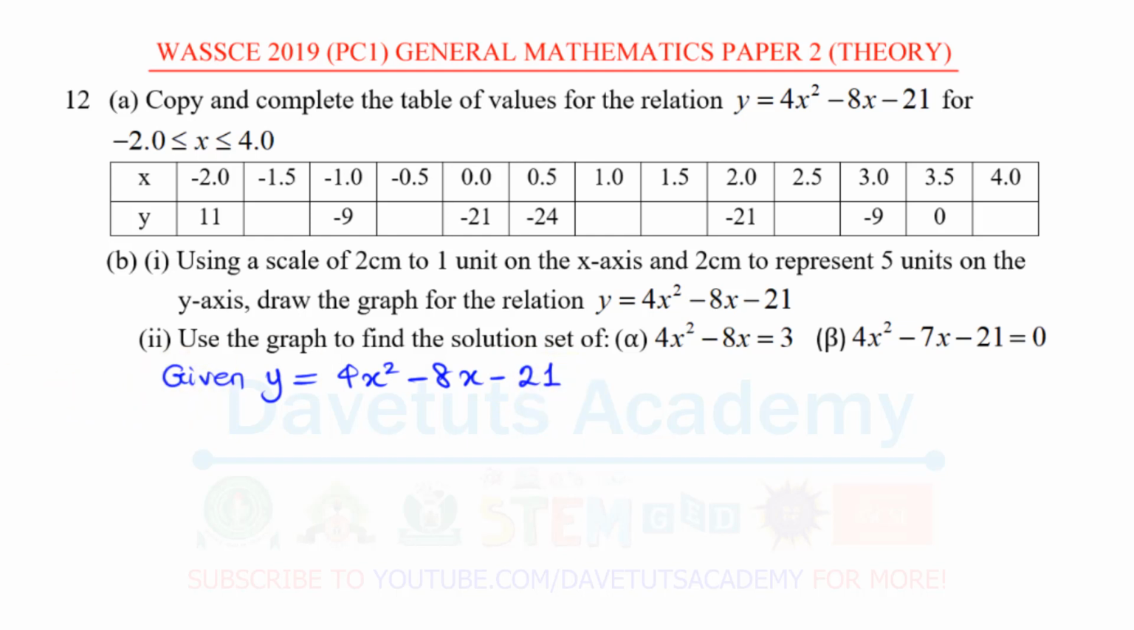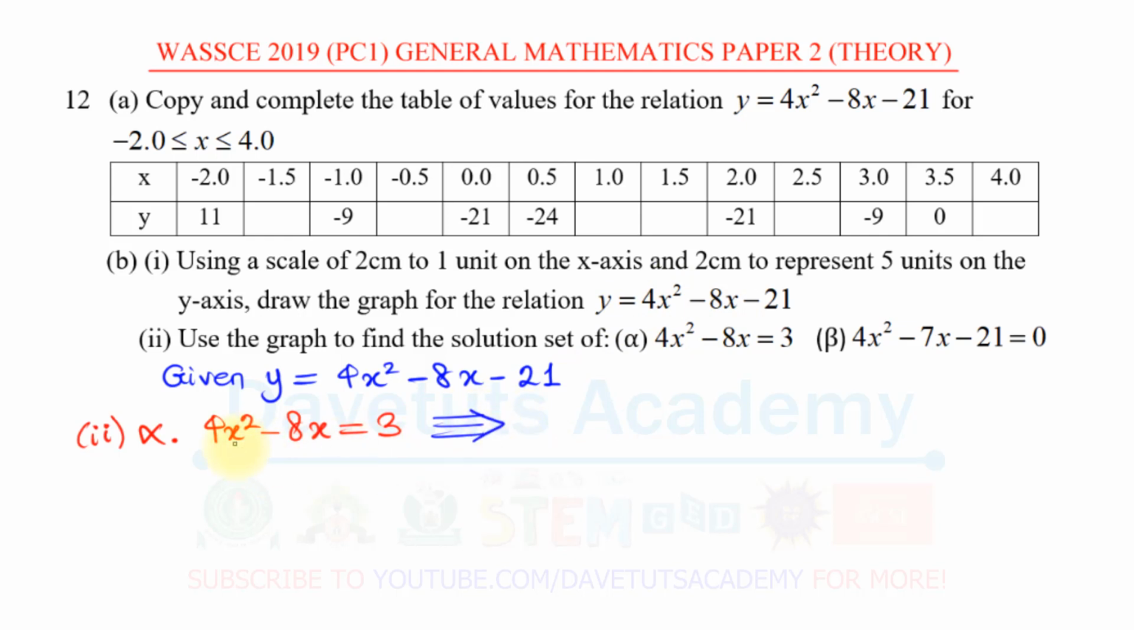But here in question 2 alpha, what we have is 4x squared minus 8x is equal to 3. All we need to do to make sure that we can use the same graph to solve this equation is to make sure that y reflects in this expression that we are given. So our process is going to be to manipulate this equation and reflect y in it. And I want you to just follow what I'm going to do.